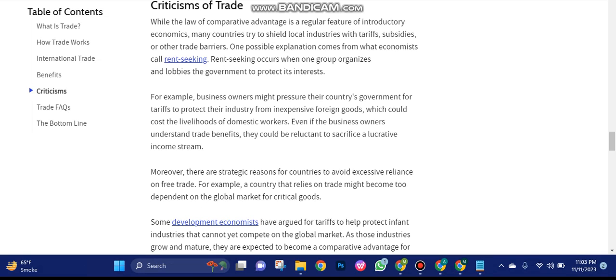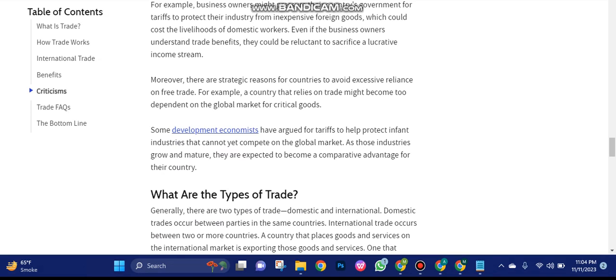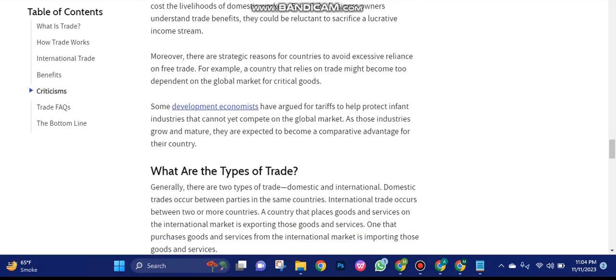Moreover, there are strategic reasons for countries to avoid excessive reliance on free trade. For example, a country that relies on trade might become too dependent on the global market for critical goods. Some development economists have argued for tariffs to help protect infant industries that cannot yet compete on the global market. As those industries grow and mature, they are expected to become a comparative advantage for their country.